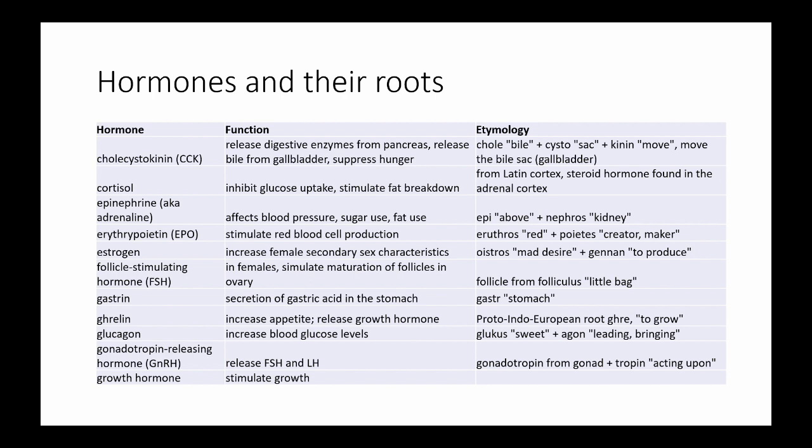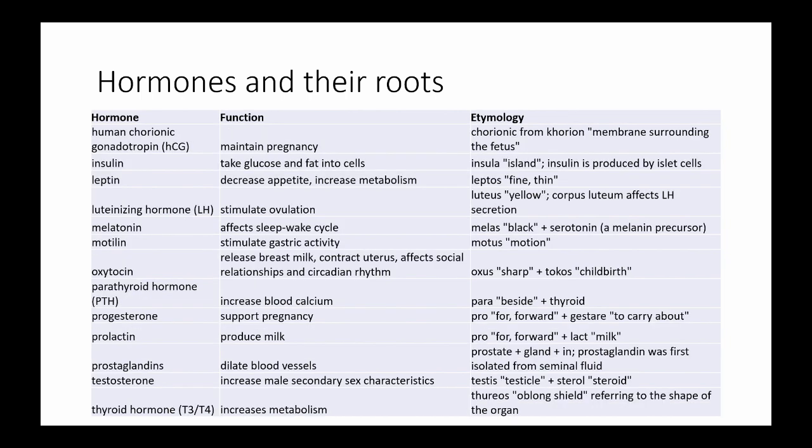Gonadotropin-releasing hormone releases FSH and LH. The word gonadotropin comes from gonad, plus tropin, meaning acting upon. Growth hormone stimulates growth. Human chorionic gonadotropin helps maintain pregnancy. Chorionic comes from chorion, referring to the membrane that surrounds the fetus.